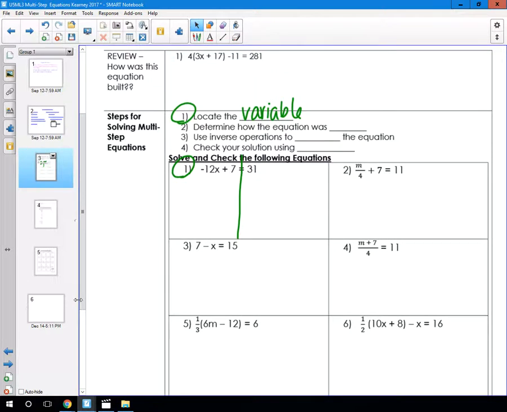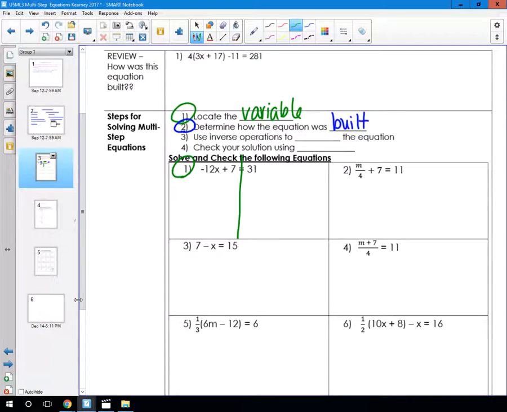Step 2 is to determine how the equation was built. You want to determine what happened to x. Looking at number 1, first x was multiplied by -12, and then we added 7. We're going to use how it was built to solve it.